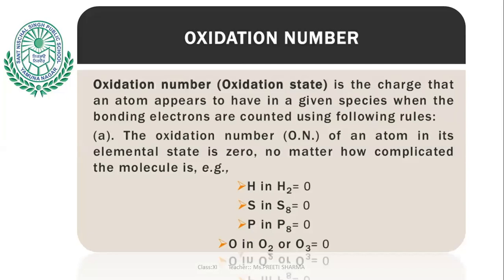So first is the oxidation number of an atom in its elementary state is 0. Students, elementary state means in which the element exists. It means hydrogen in nature exists in the form of H2. So it is having 0 charge, right? Sulfur 0, nitrogen 0, because sulfur exists in S8 form, phosphorus exists in P8 form, oxygen in O2 or O3 is 0 because they are its elementary form, right?